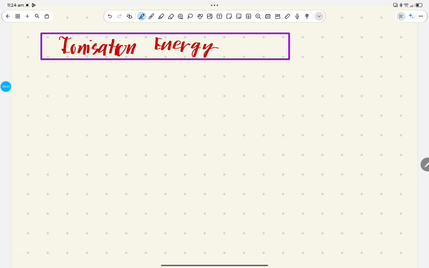Hi everyone, and today we're going to talk about ionization energy. So what is ionization energy? That is what we want to know before we begin with everything. It's the minimum energy required.